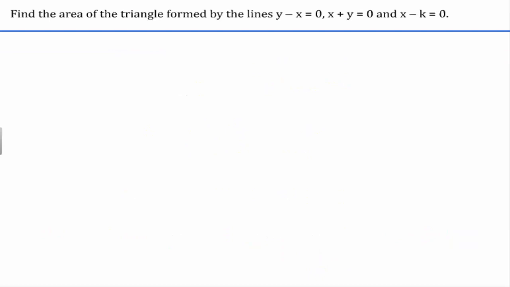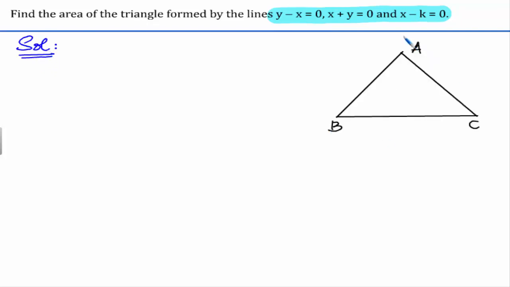In this question, we have to find out the area of a triangle formed by the three lines given here. Let us see the solution for this. Here is a triangle ABC, in that one of the sides is y minus x is equal to 0, and the second one is x plus y is equal to 0, and the third one is x minus k is equal to 0.